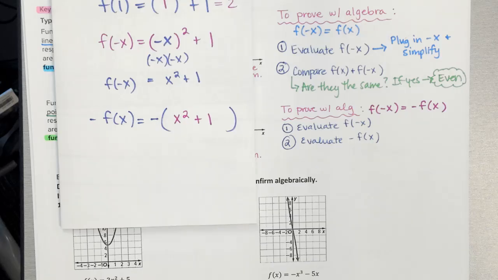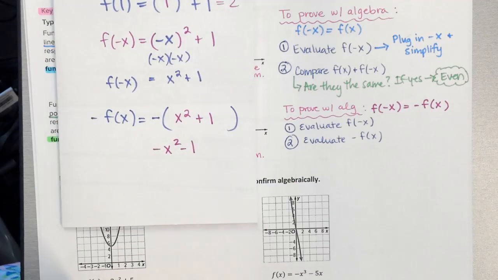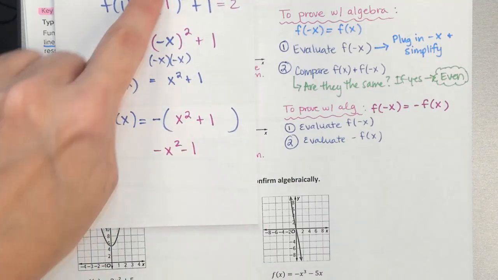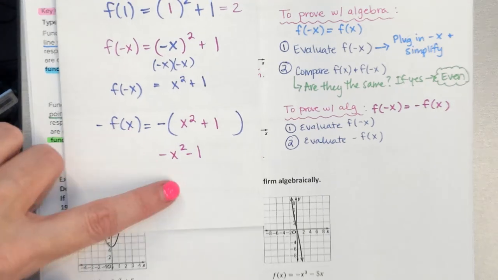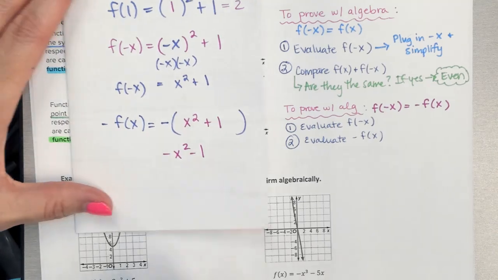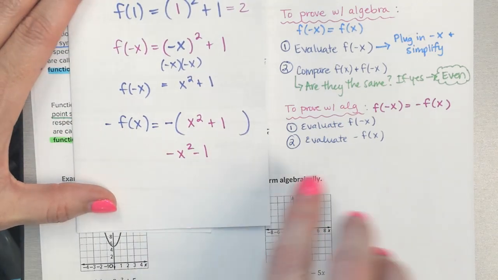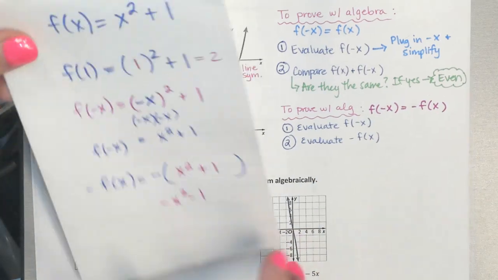Okay, and then our last step again is to compare. So once you do that, if you're comparing this to the original, are they the same or are they not the same? Is this the same as f of x? Or is this the same as really f of negative x? No, and if they're not the same, in this case, it would mean it's not odd. And we know it's not odd because we just proved it was even.